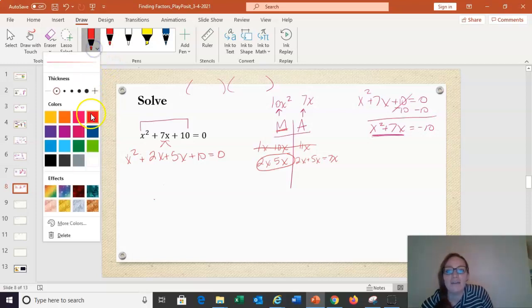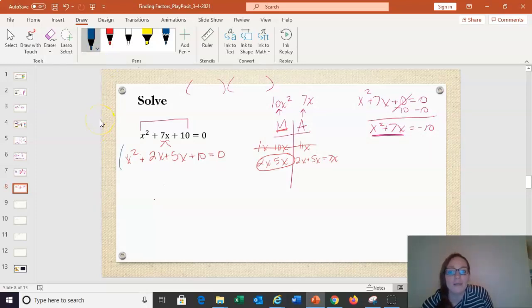All right, now that we have four terms, we're going to factor by grouping. So we look at the first two and say, what do they share? What is the GCF of the first two? It's x. So we're going to divide out or take out an x from each term. So there's an x left in the first term and just 2 in the second.